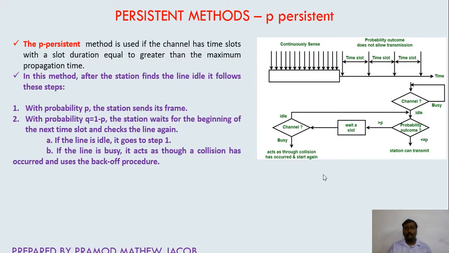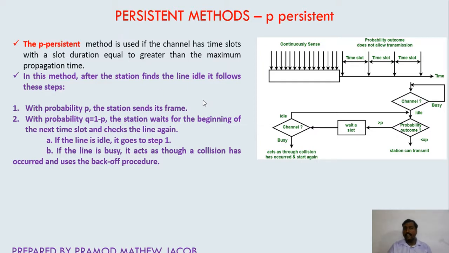The second one is the P-persistent method. The P-persistent method is used if the channel has time slots with a slot duration equal to or greater than the maximum propagation time. The propagation time is the time taken by the message from the sender to reach the receiver side. In this method, after the station finds the line idle, it follows three steps. With a probability P, the station sends its first frame. With probability Q equal to 1 minus P, the station waits for the beginning of the next time slot and checks the line again.